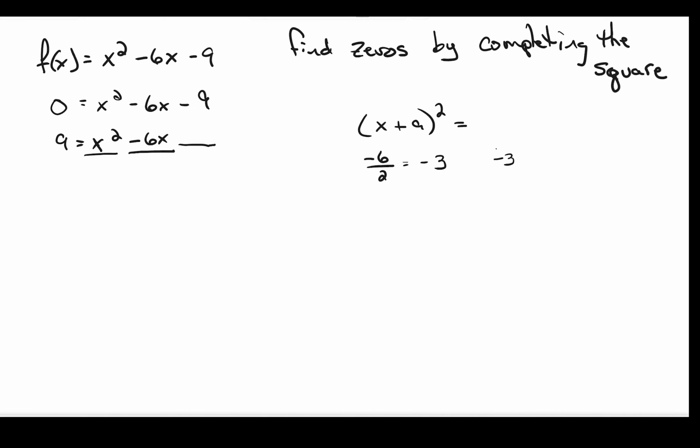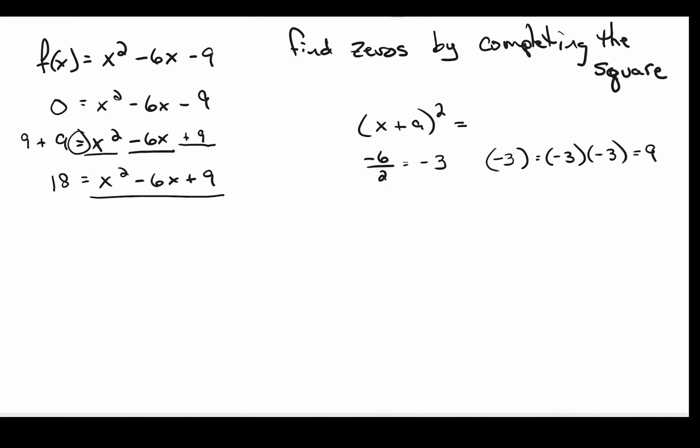And negative 3, when squared, is negative 3 times negative 3, and a negative times a negative is a positive. We end up with 9. So what we need to do to make this a perfect square is add 9. And if we add 9 to one side, we must add 9 to the other side to keep our equation equal. So we end up with 18 equals x squared minus 6x plus 9.